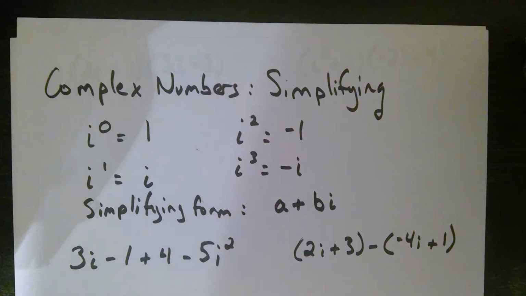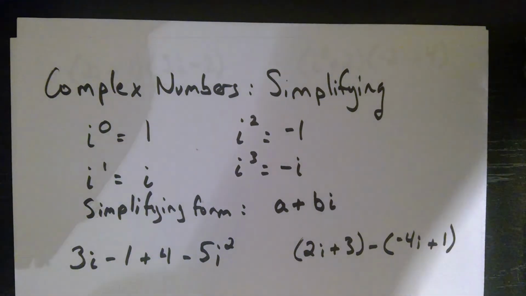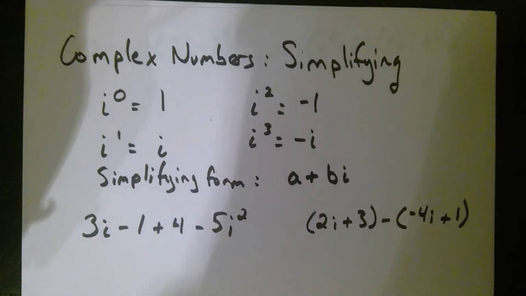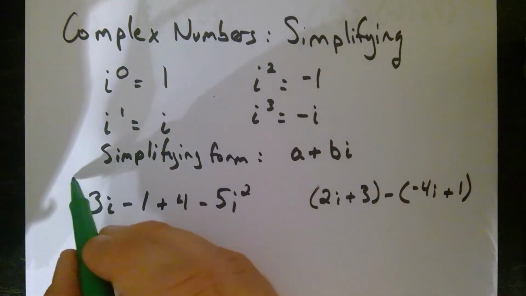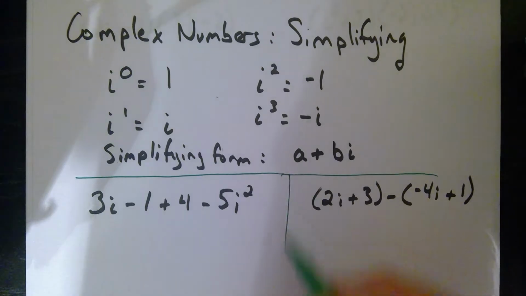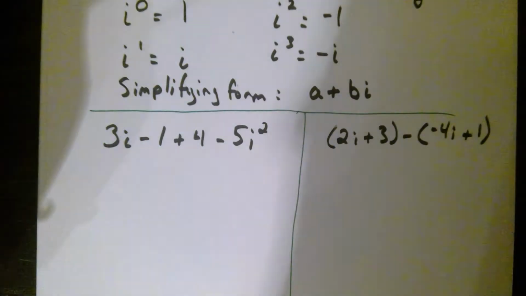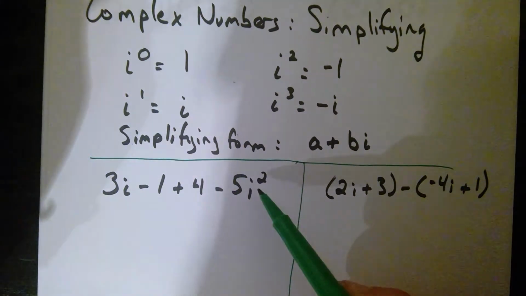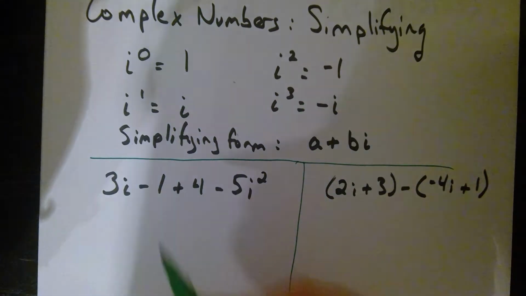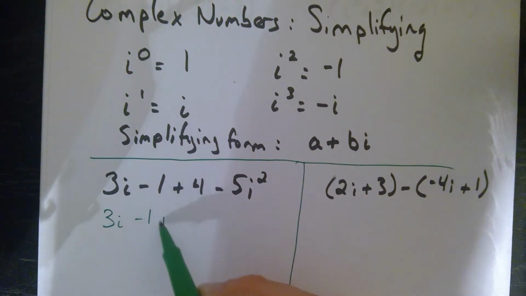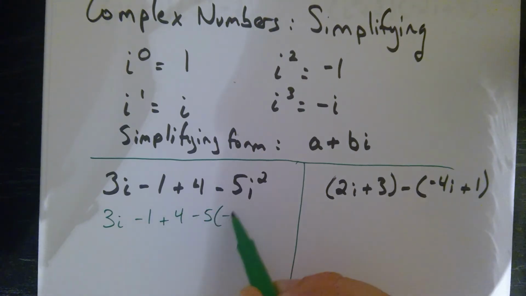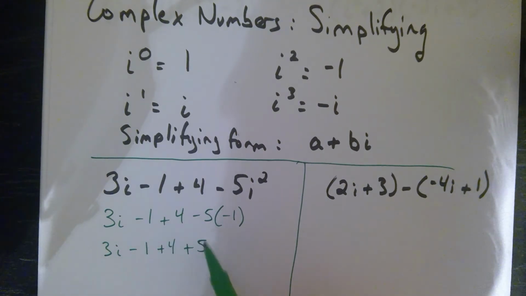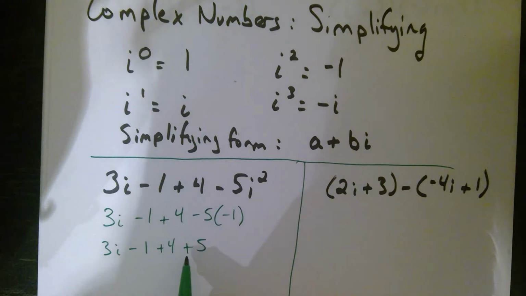Now, when we're simplifying, we're doing this just like we've done before with quadratics, with combining like terms, with distribution. Everything that we've done before, it still pertains to this situation. Okay, so we're going to do this one first. 3i minus 1 plus 4 minus 5i squared. Now, the first thing I want to do is get rid of my exponents. I have a squared right here. We know that i squared equals -1, so I'm just going to rewrite that with -1 in the spot. So minus 5 times -1, let's simplify that, plus 5, because -5 times -1 gives us +5.